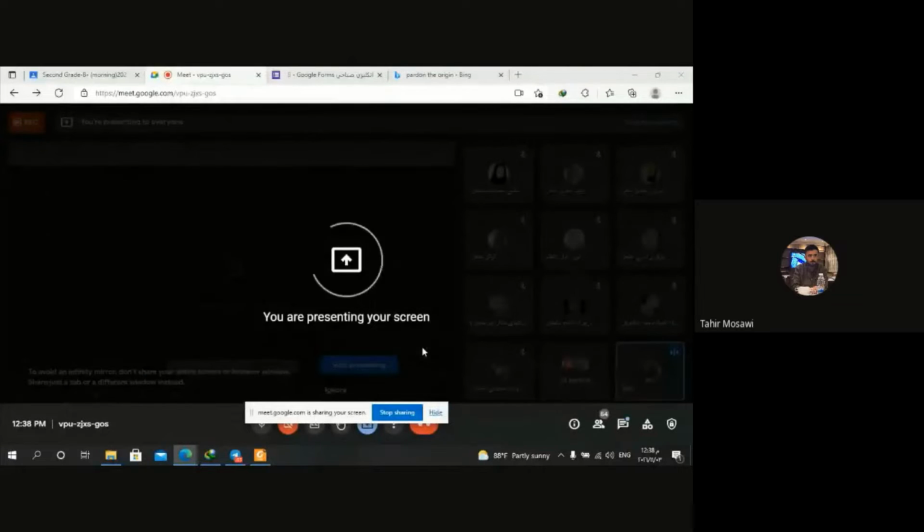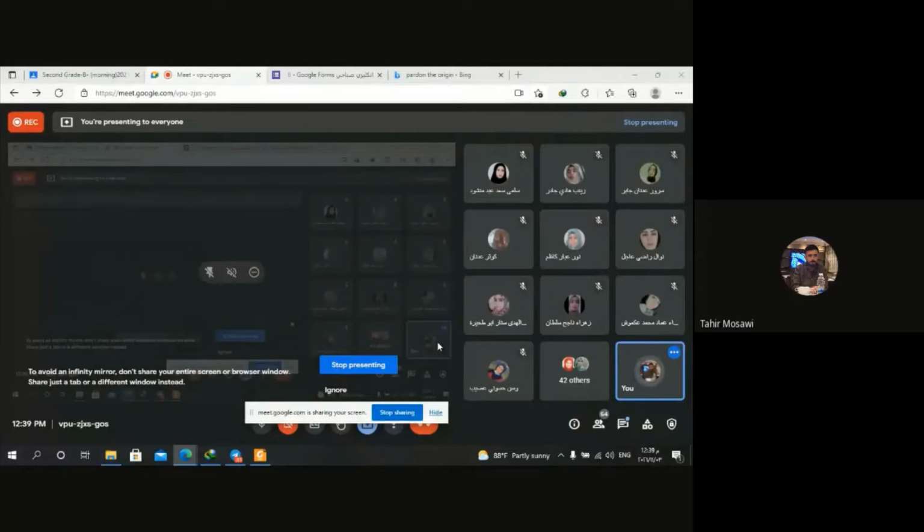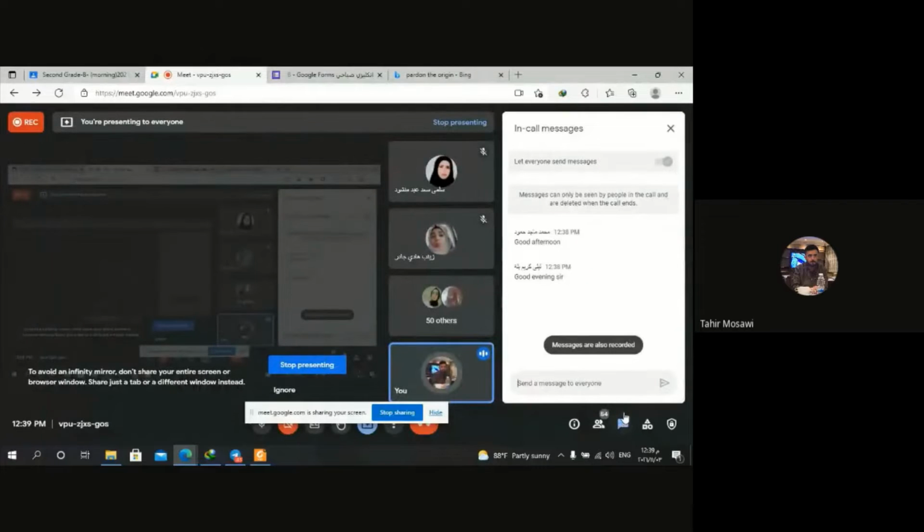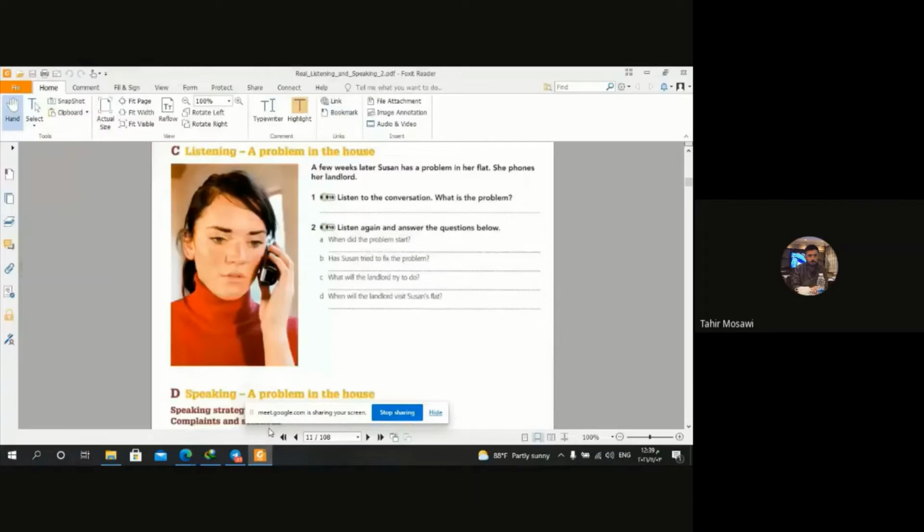Second stage students, Group B, with today's lecture, which is our third lecture in conversation. Today we're going to continue what we have discussed before in the previous lectures, and we're going to begin with Unit 2 in our book.